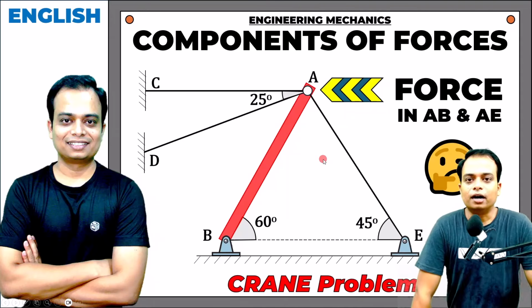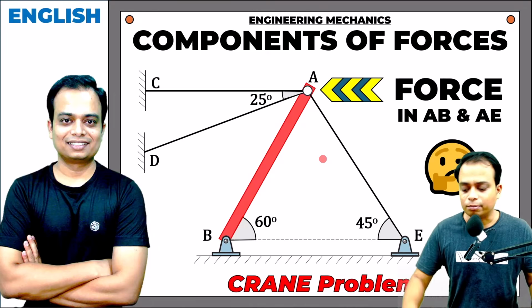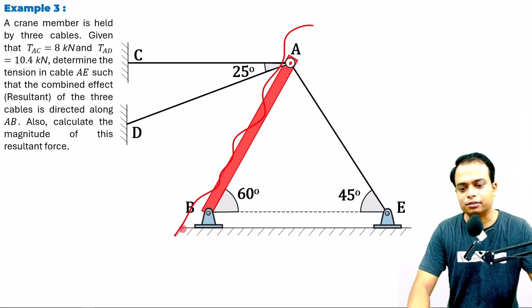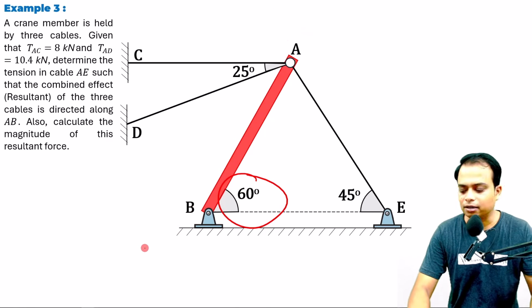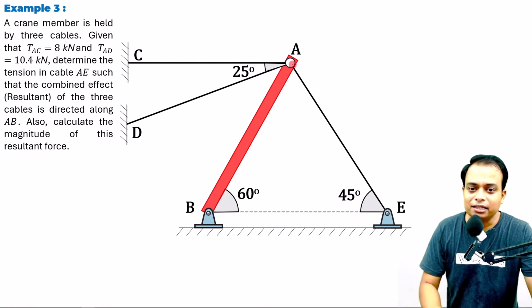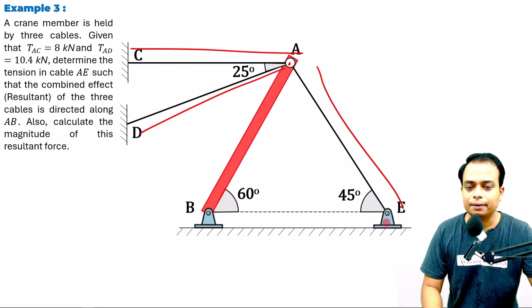In today's problem, we are going to discuss the mechanics of a crane member. Let me just give you the problem description, and here we go. So there is this member AB that you can see. It has been kept at a particular angle of 60 degrees. It has been maintained in this position with the help of three cables, that is AC, AD and AE.